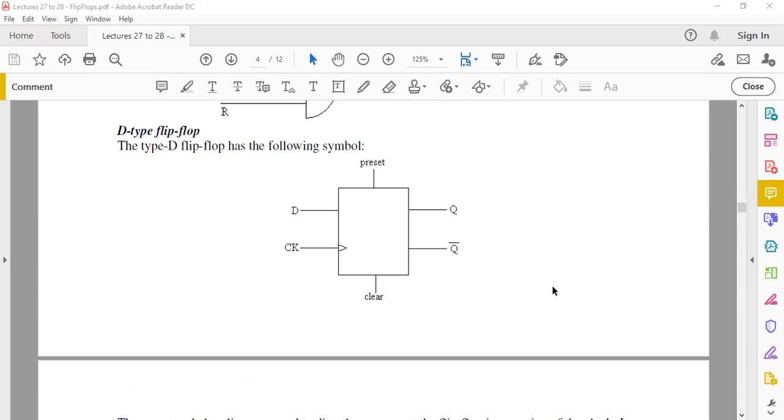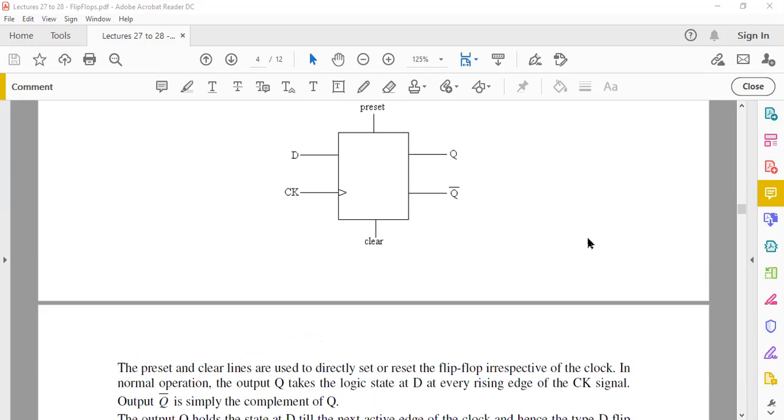Now you have 2 pins here called preset and clear. These pins are used initially to set the initial states of your flip-flop. So if you activate the preset pin, you're going to make Q high and Q bar low. If you clear, it's going to make your Q become 0 and Q bar 1. So these 2 pins are used to set the initial states of a flip-flop, and then in normal operation, it's D and your clock which allow you to carry out the operation.